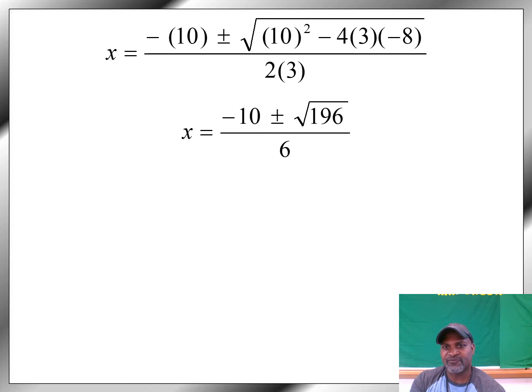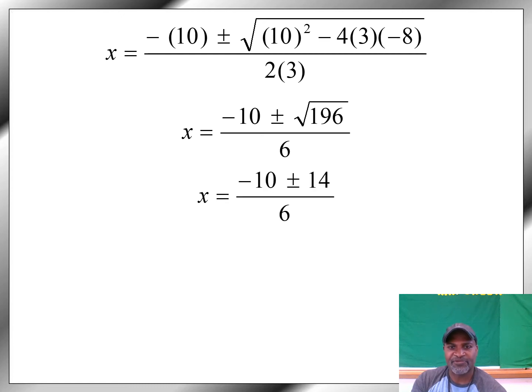So 4 times 3 is 12. 8 times 12 is 96. And the negative times, 8 times 12 is 96. And you add 100 to that, you get 196 because these negatives are going to multiply out. So you end up with just a positive number underneath the radical. So the square root of 196 is 14.